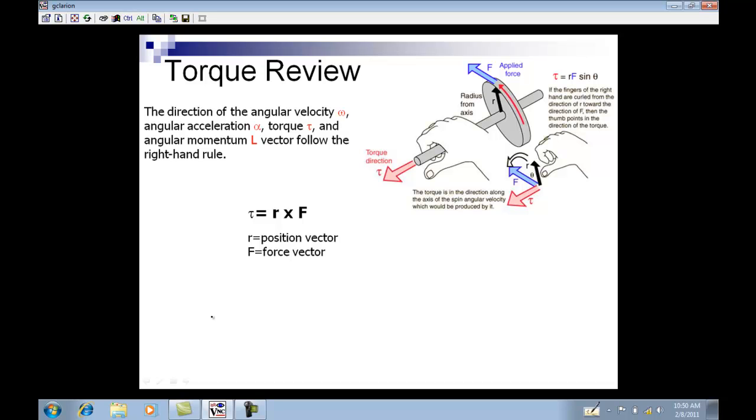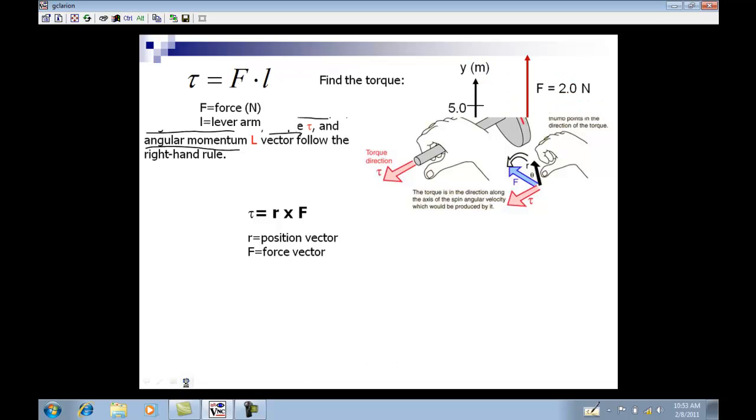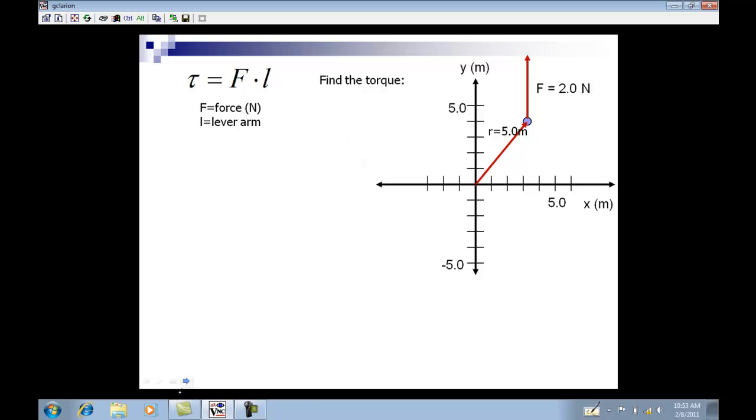For the angular velocity, the angular acceleration, the torque, and the angular momentum. They're all based off the right-hand rule exactly like it shows in that picture. All right? Now, I want to review torque, and I want to review the old way that we talked about torque and a new way that we're going to use. And it's essentially the same equation.